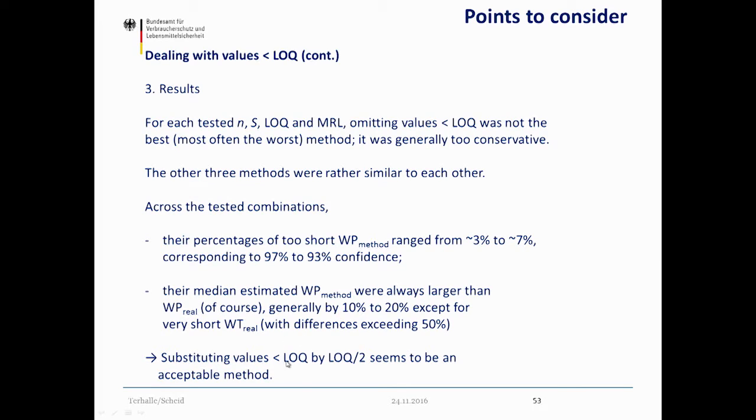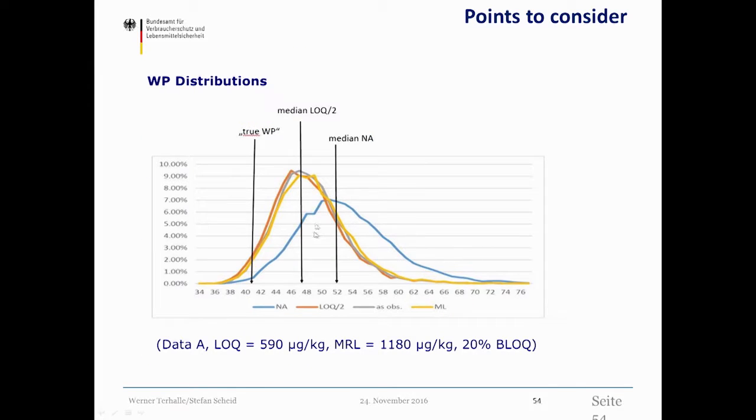And substituting the values below the LOQ by half the LOQ seems to be an appropriate method. And this is the output of this. This is the true withdrawal time, and these are the data for the different simulations.